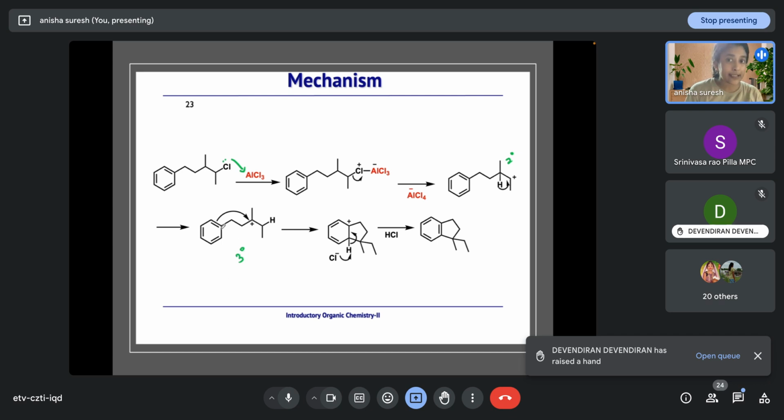Then this aromatic double bond will attack this positively charged tertiary carbocation, and we will get this intermediate. Then, for the regaining of the aromaticity, this proton will be abstracted, and the aromaticity is regenerated, giving this product. Clear?